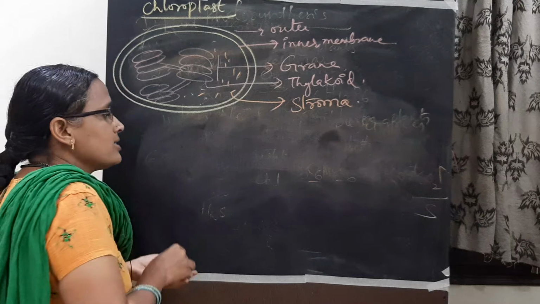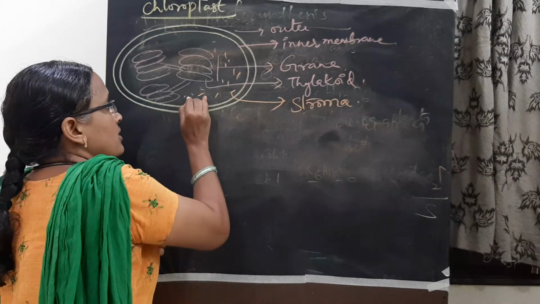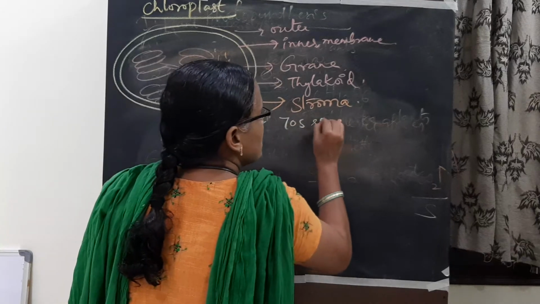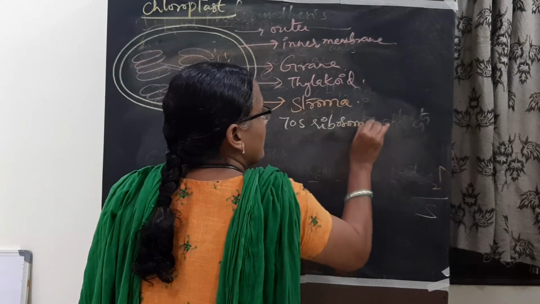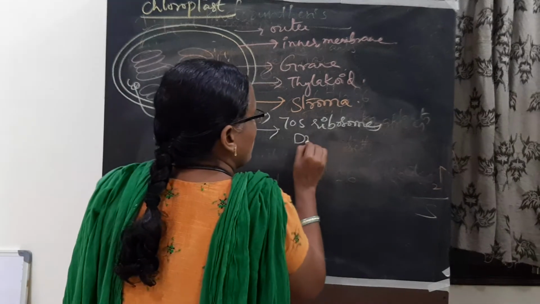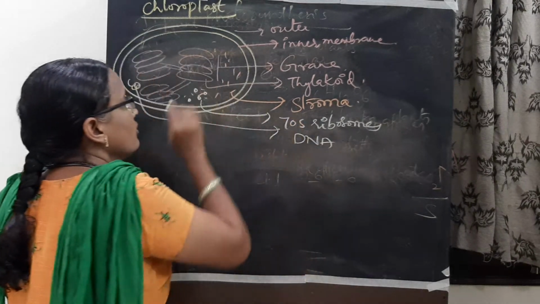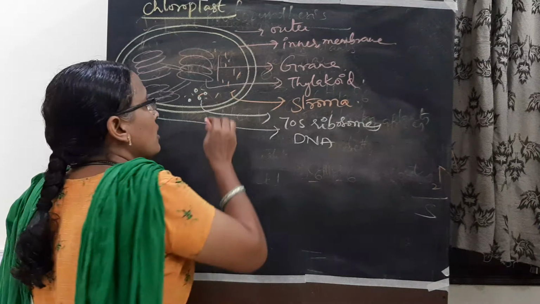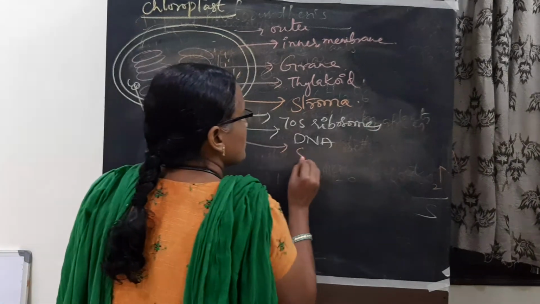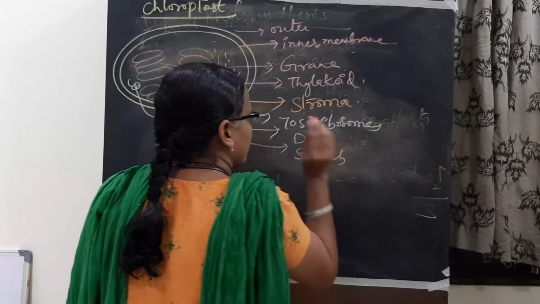And it is a semi-autonomous cell organelle. So 70S ribosomes are present, and DNA. Okay, and this is the site of photosynthesis. Ultimately, starch granules are also there.